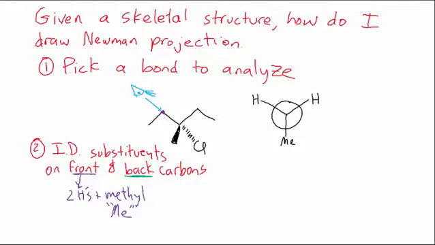All right, now I look at the back carbon. The back carbon seems to be where the action is. The back carbon I'm going to do in green here. What substituents do I have on the back carbon? What are the 3 things coming off of that green carbon? A Cl, a methyl, and then a bond to a 2-carbon group, which would be an ethyl group.